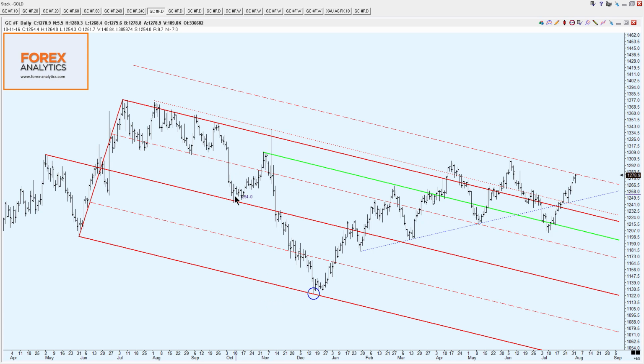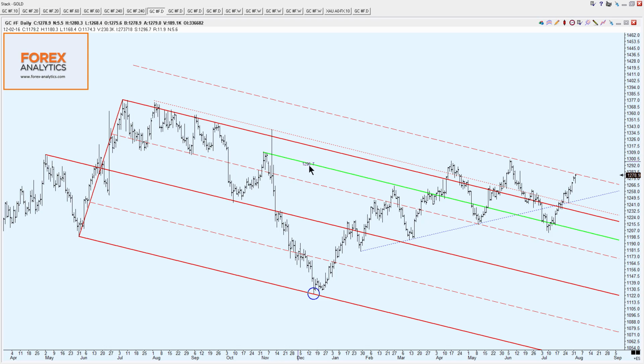I'm not going to go through all the details of it, but just a couple of things to note. One is the upper parallel resistance that we found late last year. December, we found a bottom absolutely bang on that low there, as you can see, since when we've been moving up, and moving up in a little bit of a strange kind of way.